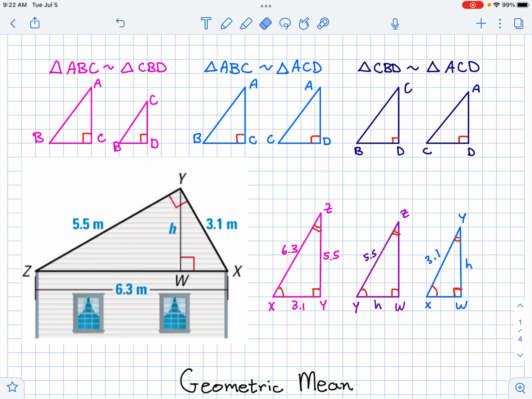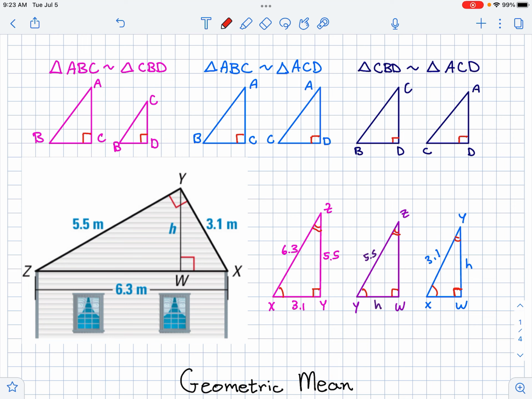One of the ways that will be the easiest is to make all the triangles where we have the right angle here, here, and here, and then the hypotenuse. In other words, if we line all the triangles up in the same way, it might be easier for us to see which sides correspond to which sides. So look, I've got the XYZ, sorry, that's the big triangle. And notice I've got the 3.1, the 5.5, and the 6.3.